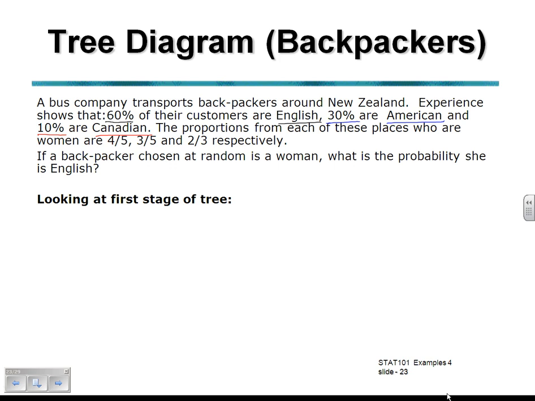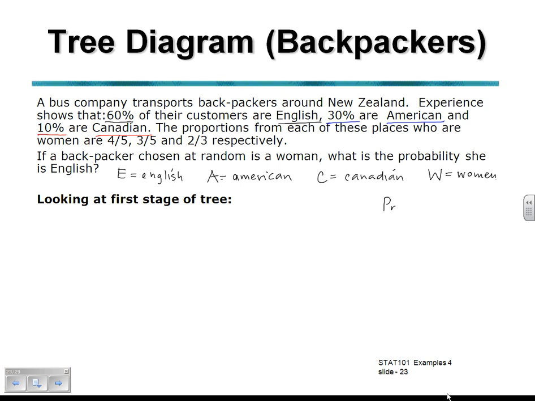Defining our events, first of all, event E will be the backpacker is English. Event A, the backpacker is American. Event C, the backpacker is Canadian. And our other event is W, that she's a woman.